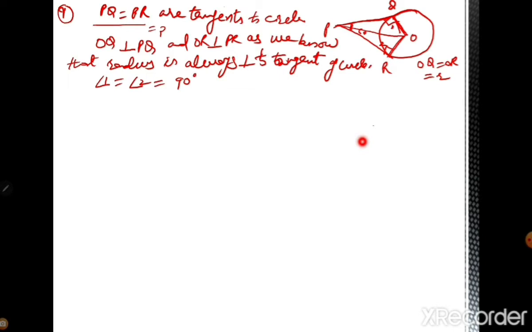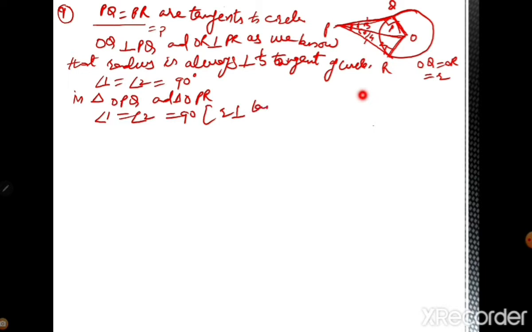So we have to find these two sides, right? For that, first of all, we have to make these two triangles congruent. If we make these two triangles congruent, then we can find angle 3 and angle 4. So first of all, in triangles OPQ and OPR, what is given? Angle Q is equal to angle R, or angle 1 equals angle 2, which equals 90 degrees as the radius is perpendicular to the tangent.